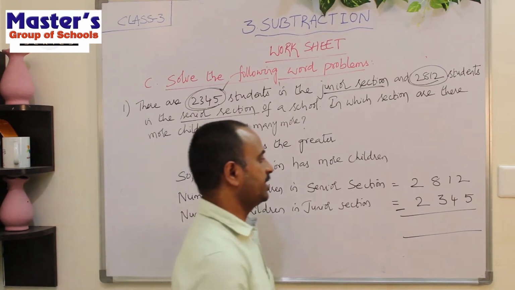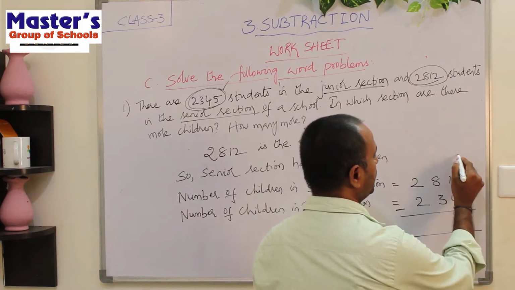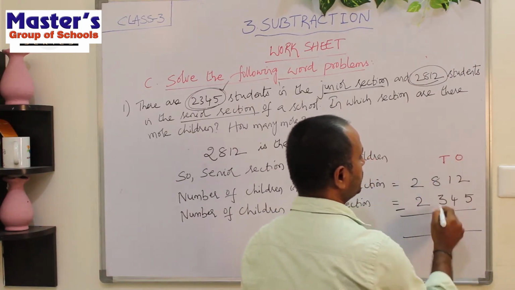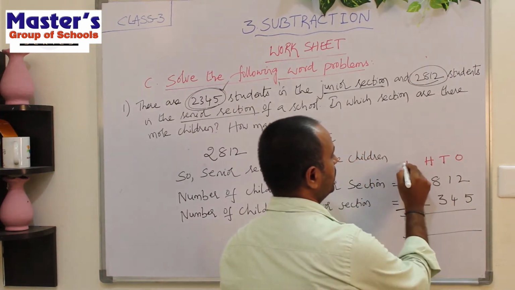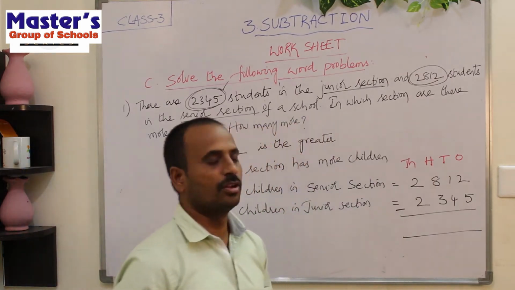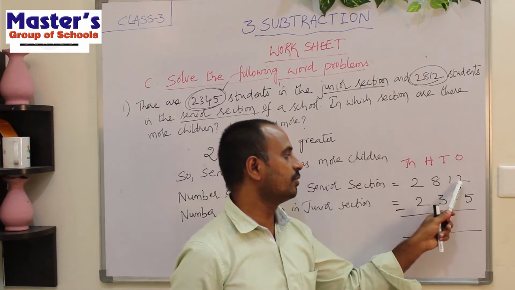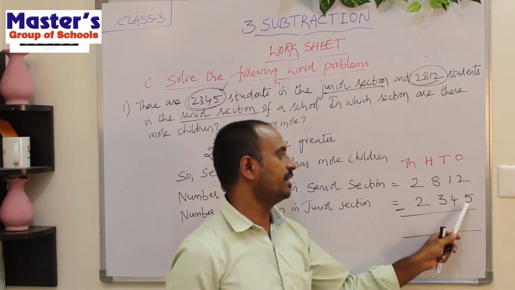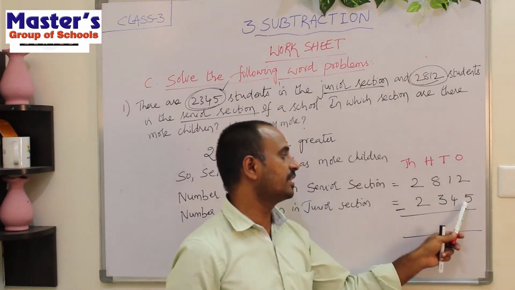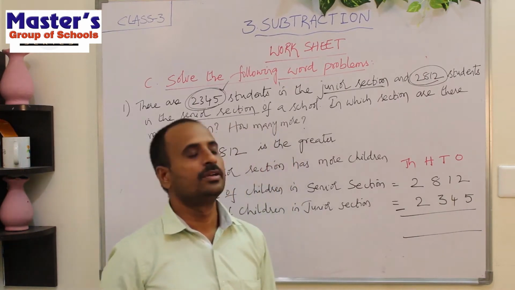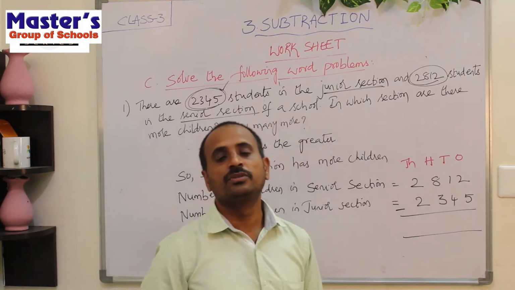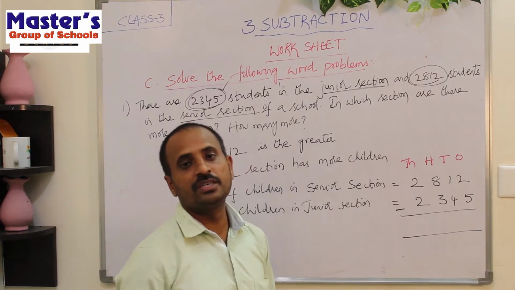So let us do subtraction here. This is the ones place, these are in the tens place, these are in the hundreds place, these are in the thousands place. Now do the subtraction. Start from the ones place. In the ones place there are 2 and 5. We cannot subtract 5 from 2 because 5 is the greater number, 2 is the smaller number. So subtraction is not possible. So we have to borrow from its next place.